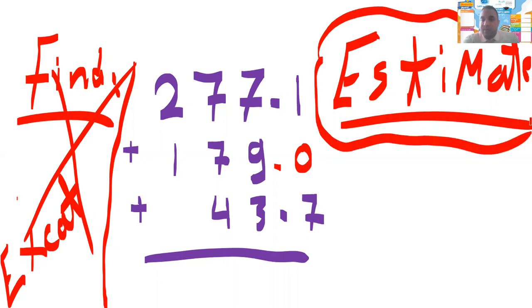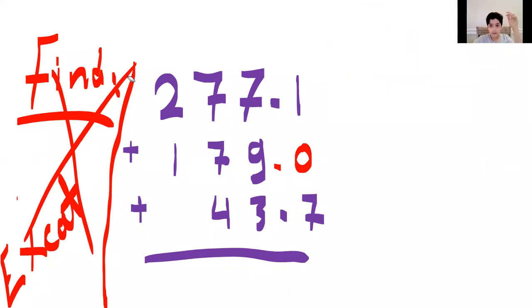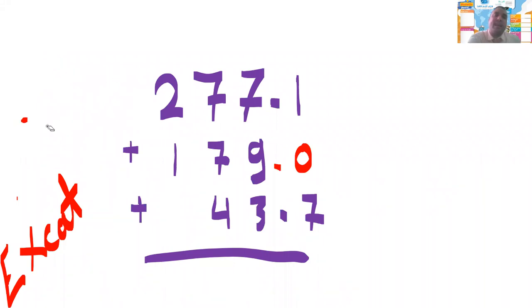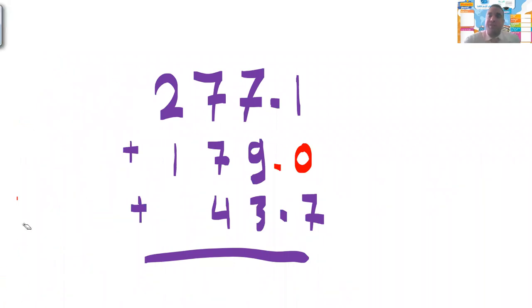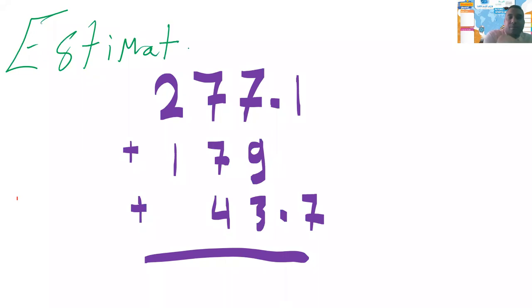Estimation asks for the nearest or the closest one. Estimation means to find the nearest number to the exact answer. So I have to change or estimate all of those. How can I estimate them? Look and listen. So I'm going to write here what?